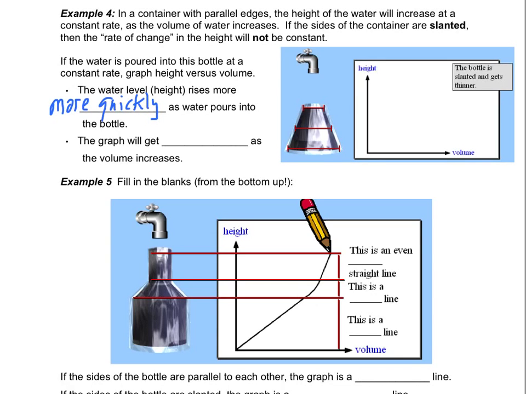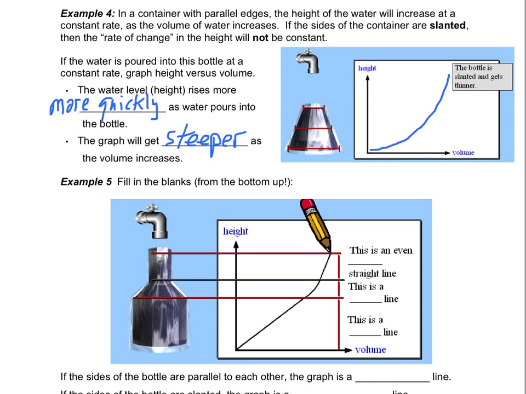As water pours into the bottle, the graph is not a constant rate then. The height is going to keep increasing faster and faster and faster. So the graph will get steeper, continuously steeper as the volume increases. And the type of graph that you're going to get there is a curve that just keeps getting steeper and steeper and steeper like that until the vessel is full. And so that would be our kind of acceleration curve.